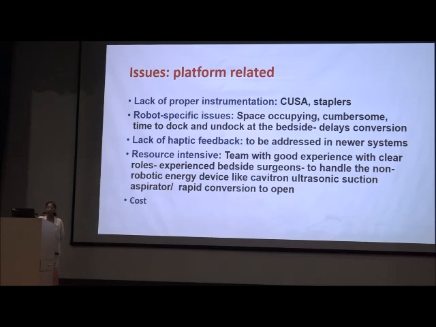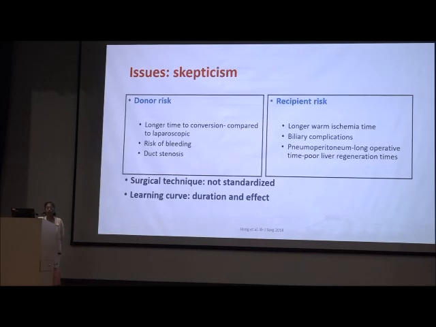The next issue being that this robot is going to be a resource intensive thing. So when you do start off with the robotic technology, it's a learning experience for the whole team. So you need a team which has a good experience in open live donor hepatectomy, and you need experienced bedside surgeons. It's not just the main console surgeon who's important. You need equally experienced bedside surgeons who would be handling the non-robotic energy devices like CUSA, and who will be responsible for conversion if there is any bleeding or any eventuality. And then finally is the cost of the robot, something that is the elephant in the room which needs to be addressed. There are further other issues.